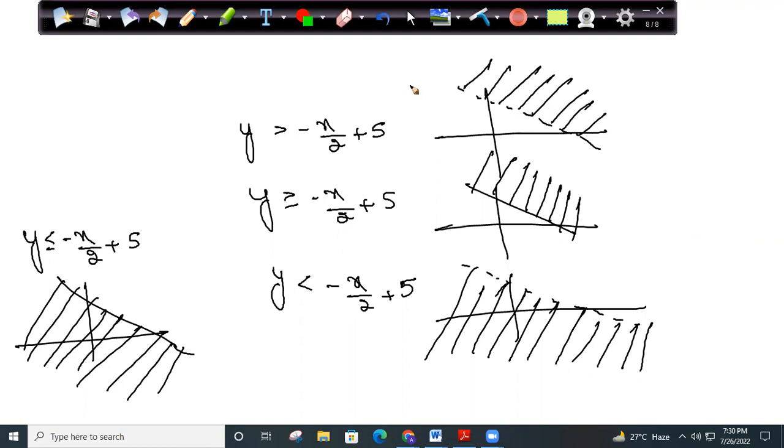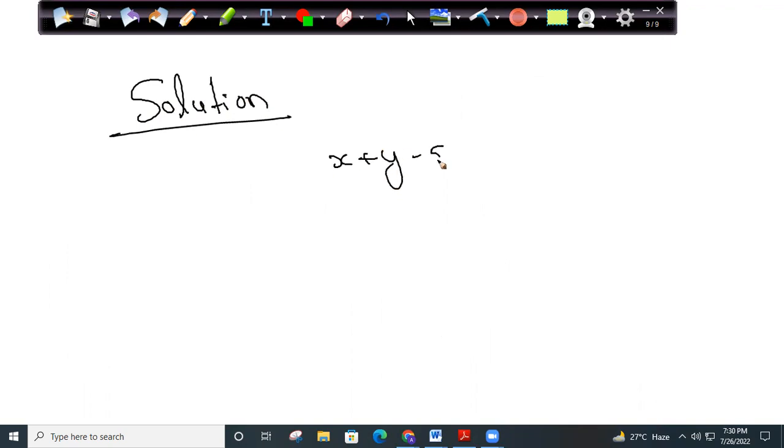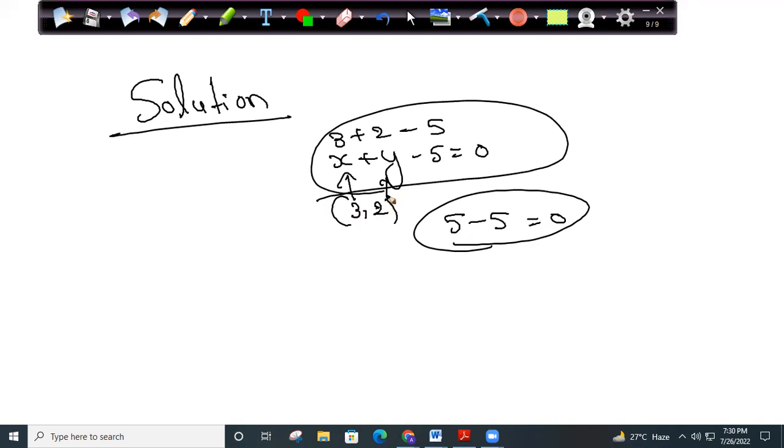Okay, so I can move on. Next is all about solutions. When I say solution, if I have x plus y minus 5 equal to 0, assume, then (3, 2) is my solution. Why? Because when I plug in 3 and 2, 3 plus 2 minus 5, 5 minus 5 is 0. So it is satisfied. So (3, 2) is one solution. Now, if I have x plus y minus 5 is less than 0, and I ask whether (3, 2) is my solution, what do you need to do?